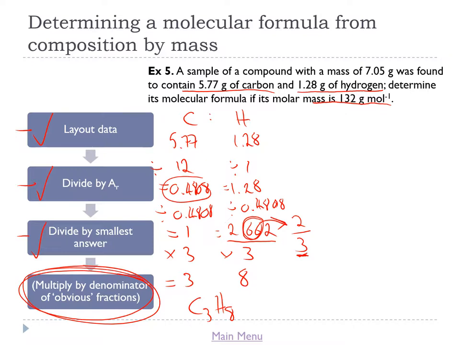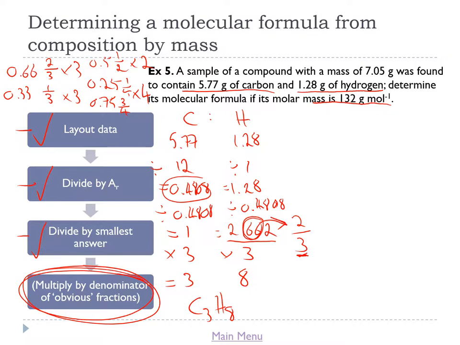So you do need to look out for these obvious fractions. So if you see sort of 0.66, 0.33, that is going to be 2/3 and 1/3 respectively. So you're going to need to multiply by 3. Okay. If you see, say, 0.5, that is a half. So you're going to multiply by 2. If you see 0.25-ish or 0.75-ish, that is 1/4 and 3/4, so you need to multiply by 4. So do be on the lookout for those obvious fractions.